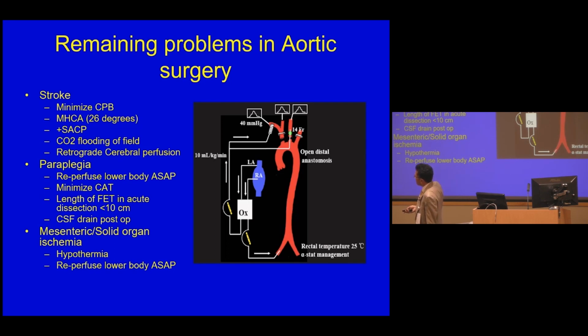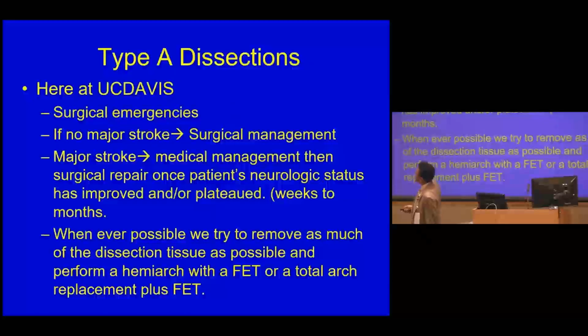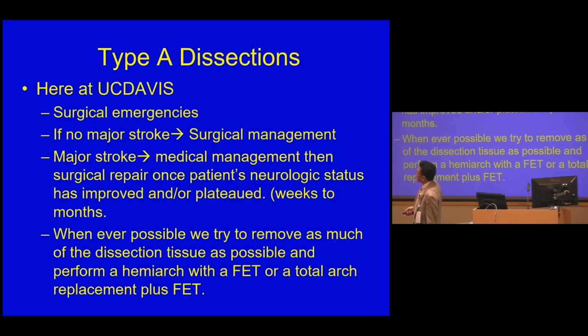Let's see, I think I covered all that stuff. So here at UC Davis, again, the type A dissections are considered surgical emergencies. If there is no major stroke, we take the patient to the operating room right away. If there has been a stroke, we then manage them medically, just like Dr. Wheat described, with antipulsive therapy and blood pressure management. And we wait for the symptoms to plateau or improve, and that can take from days to weeks to months. These patients sort of self-select themselves to do well.